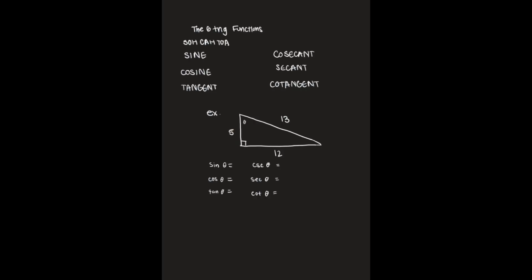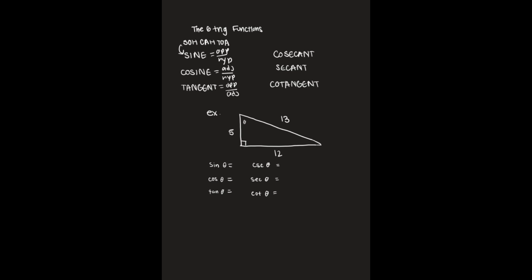So today we're going to be talking about the 6 trig functions. Now let's look at SOHCAHTOA. So in SOHCAHTOA, it goes to sine. This is opposite over hypotenuse. Now COS, which goes for adjacent over hypotenuse. And now tangent, TOA, which is opposite over adjacent.